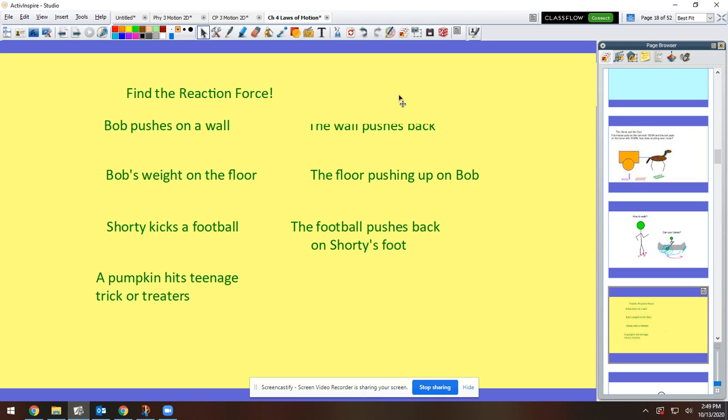Shorty kicks a football. It's fun to say that the football kicks Shorty, but it's really the football pushes back on Shorty's foot. And that's just a funny example because you're too old to trick or treat.